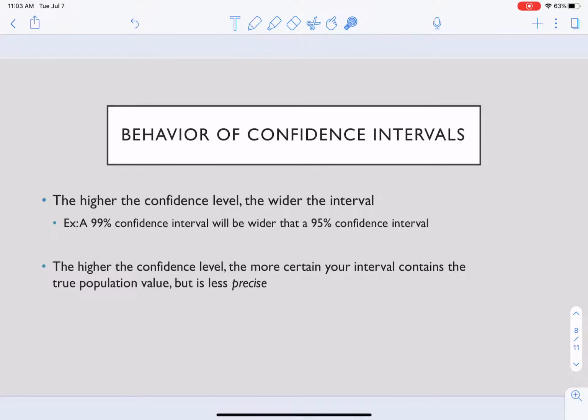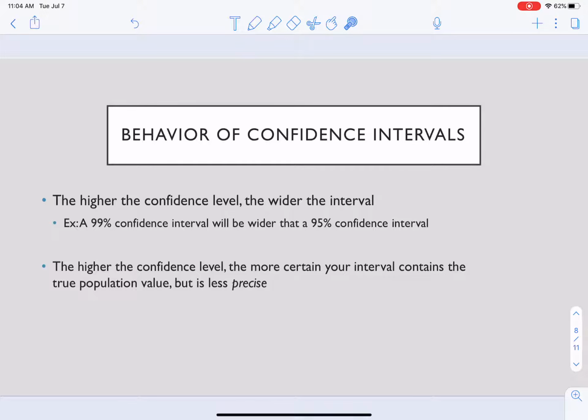And that's sort of encapsulated here. The higher the confidence level, the more certain your interval. You are saying, okay, I've really covered my butt here. I'm very confident that the value is going to be somewhere between the lower bound and the upper bound. However, since it is wider, and since you're saying you're more confident, you're going to be less precise overall. And the opposite is true too.